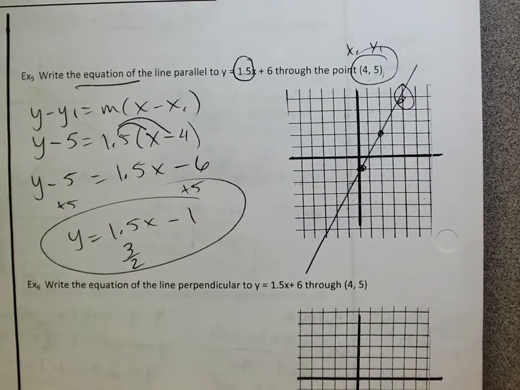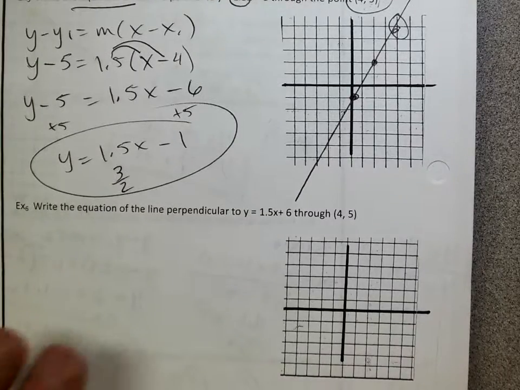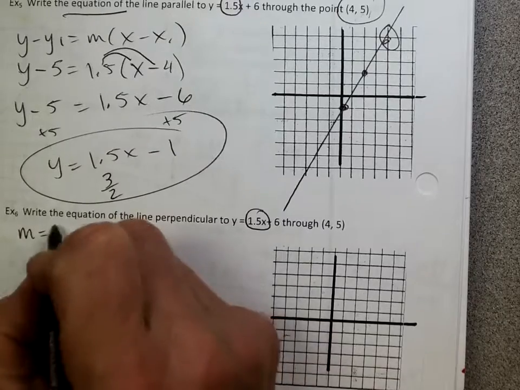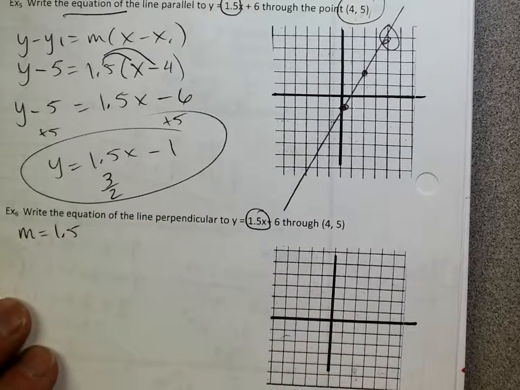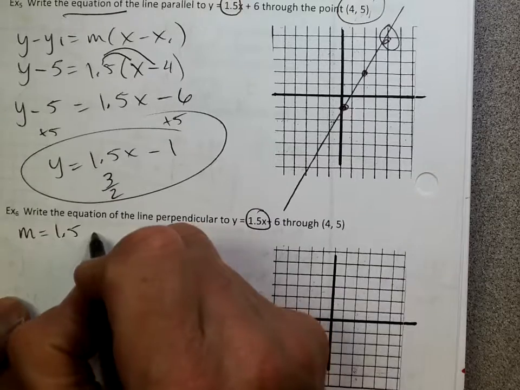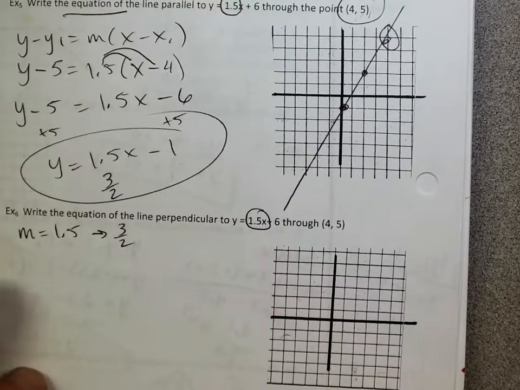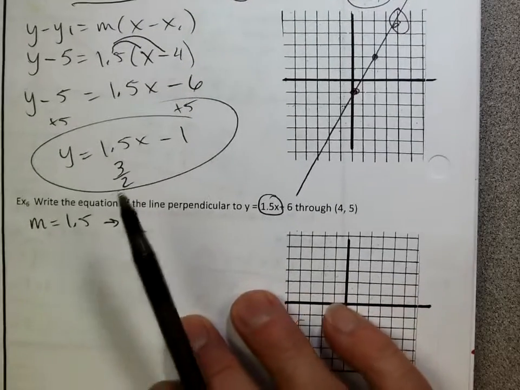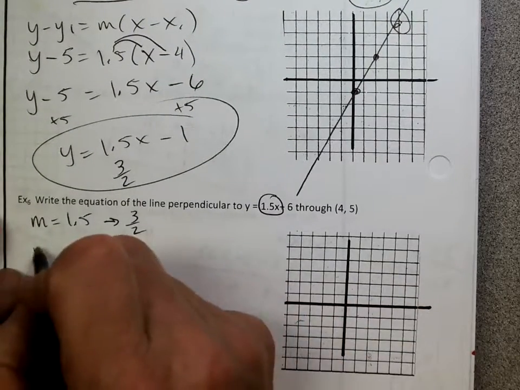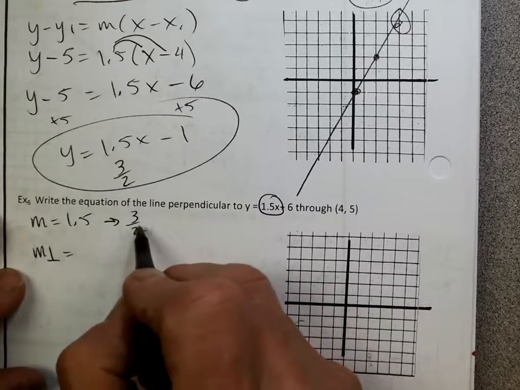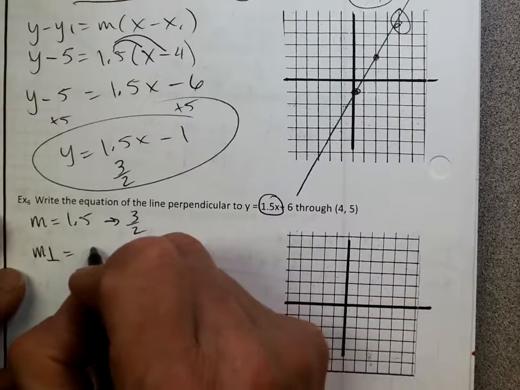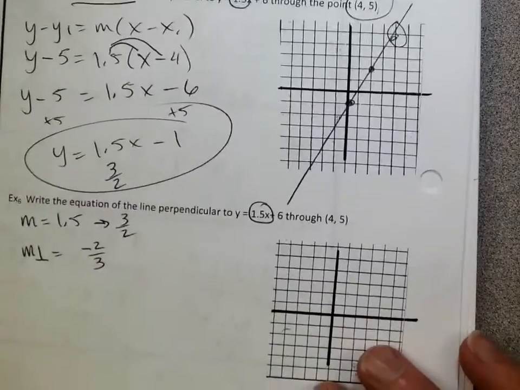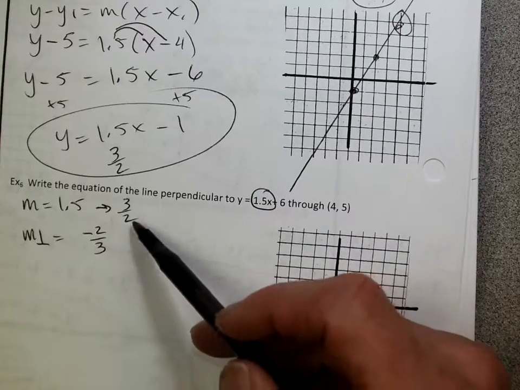Okay. Last one. Perpendicular. So the slope here is 1.5. Okay. As a fraction, that number is also the same thing as 3 over 2. You agree with that? 1.5, 3 over 2, right? So if I want a perpendicular slope to this, my perpendicular slope is negative 2/3. Okay, perpendicular. Flipped it, and I changed the sign, okay?